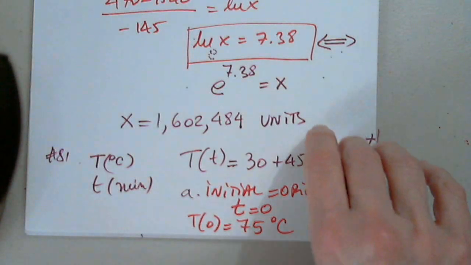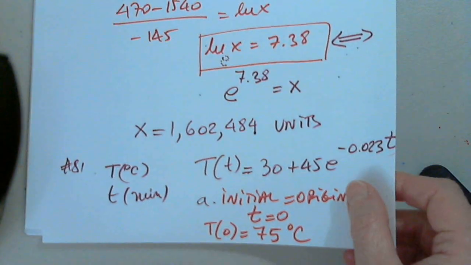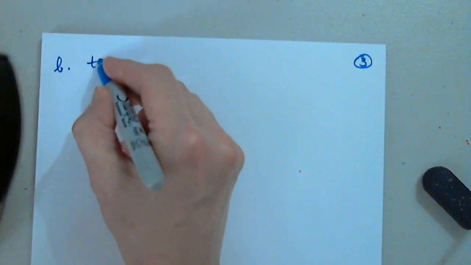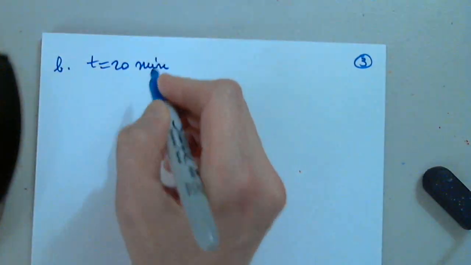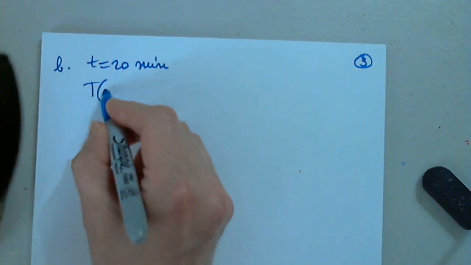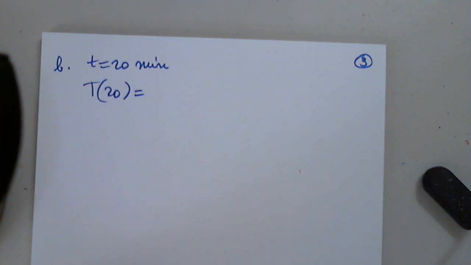Part B. What is the coffee's temperature after 20 minutes? And the time is in minutes. So what am I going to do now? In part B, time in minutes is given to us: t equals 20 minutes. You put 20 in as t. Very good. So we want T of 20. We're going to determine it in a minute.